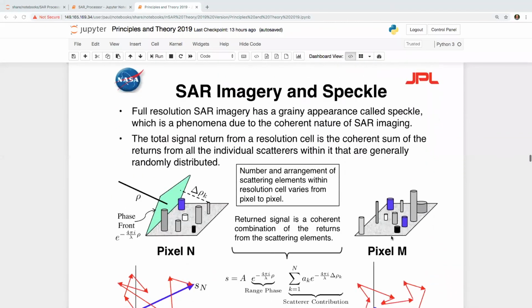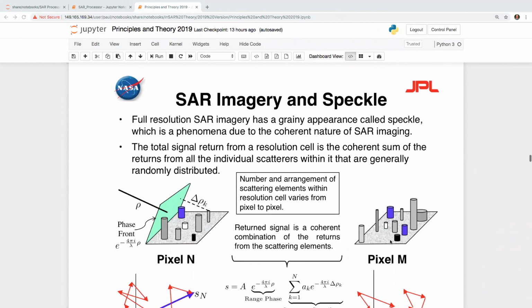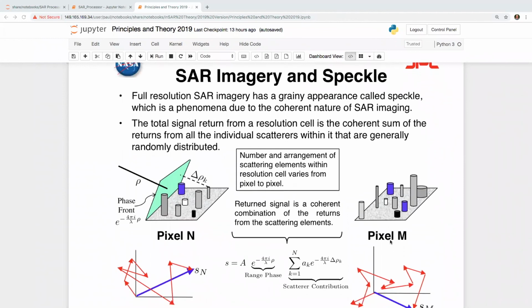So SNR is one thing you can design for, and you could argue that I'm going to just crank up the power on my system if I don't have enough signal back from my target of interest. But that's not the only thing you care about. The other thing you care about is the noise quality of the speckle.